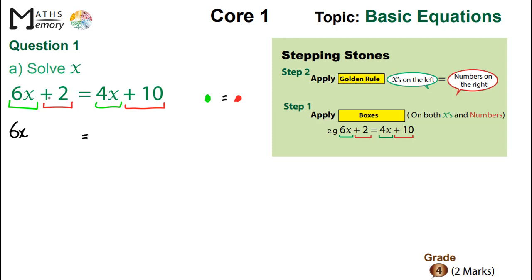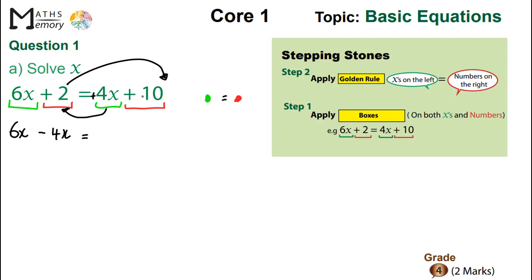The plus 2, no, that's a number. We only want x's on the left hand side. So we're going to shift this plus 2 to this side, and that will become a minus 2 in a second. The 4x, is that okay on the right hand side? The plus 4x? No, it should be moved to the left hand side because all the x's go there. It will become a minus 4x. So minus 4x over here.